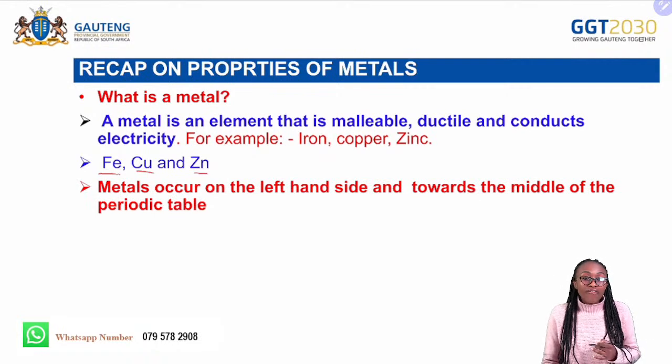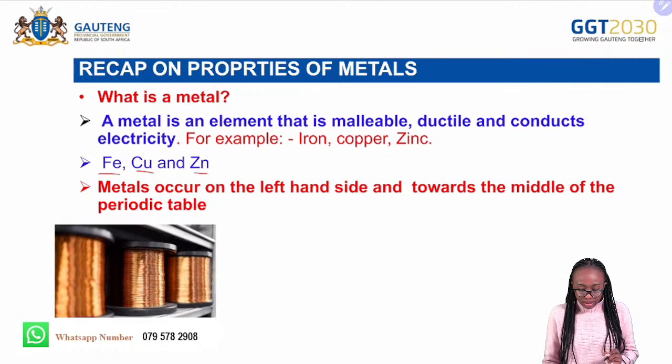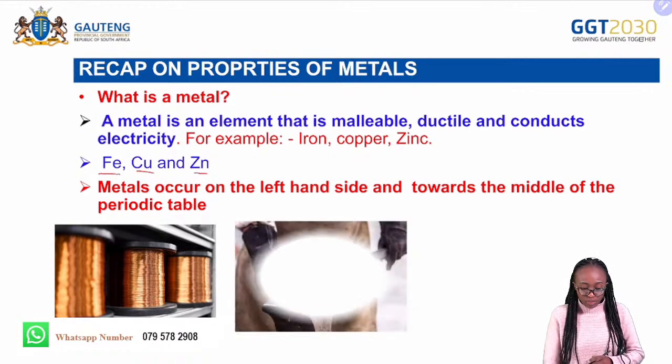So metals are found on the left-hand side of the periodic table of elements towards the middle. There's quite a number of them. I've got a periodic table. I'm just going to zigzag around the metals and show you where the metals are. And then metals, we said metals are ductile. So you see those copper wires there. They can be drawn into wires. So those were some of the properties of metals.